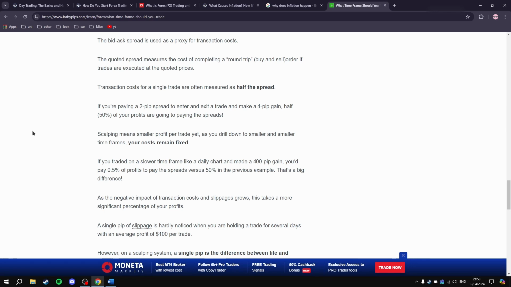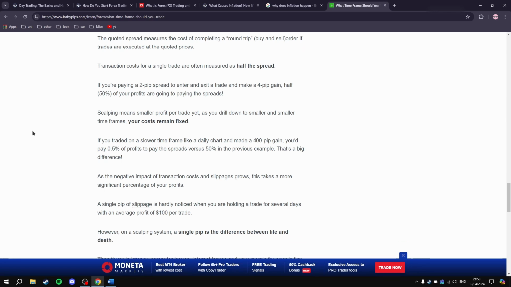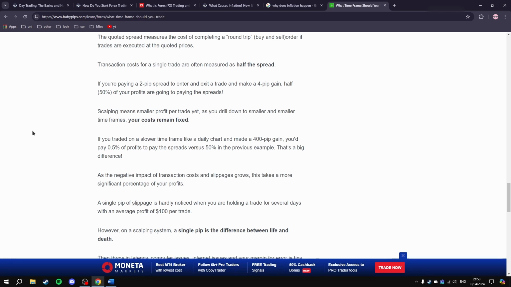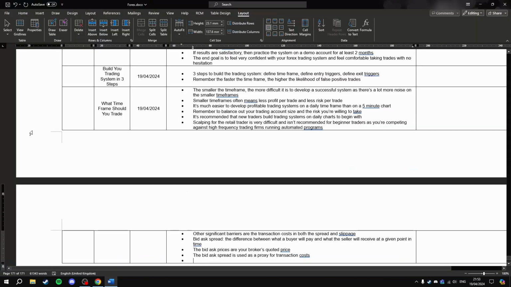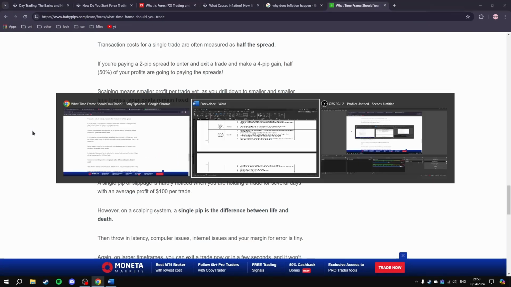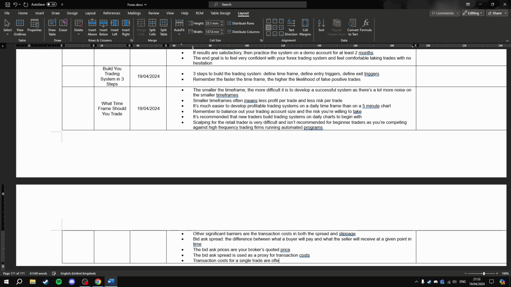The bid-ask spread is used as a proxy for transaction costs. The quoted spread measures the cost of completing a round trip. Transaction costs for a single trade are often measured as half the spread.